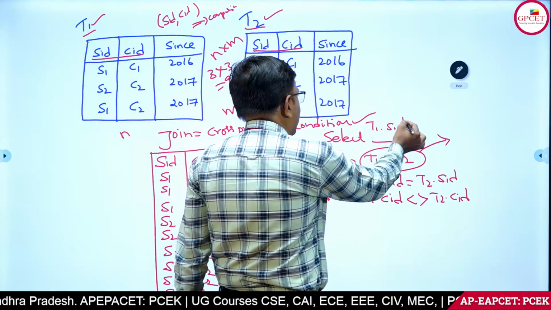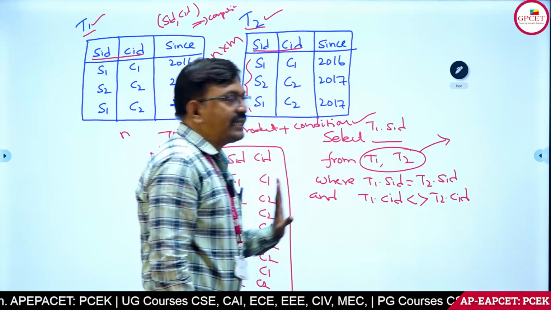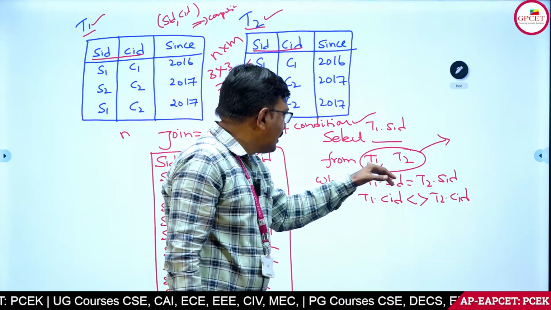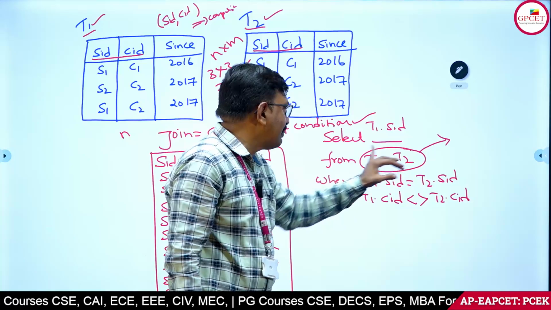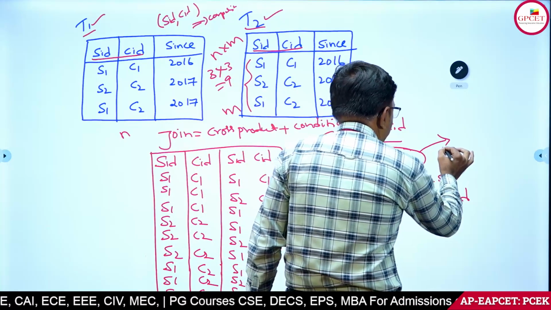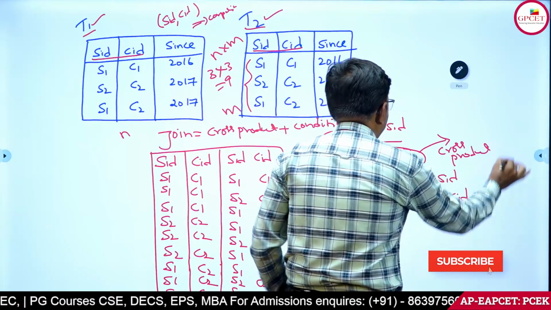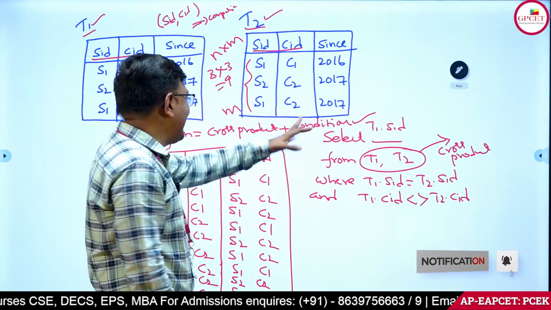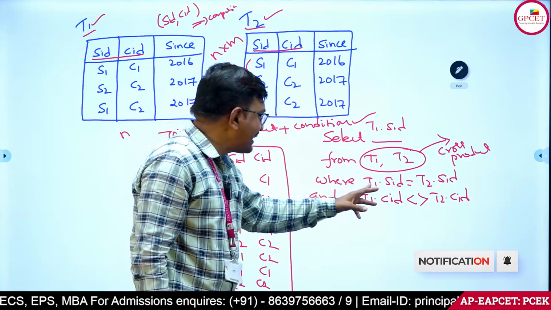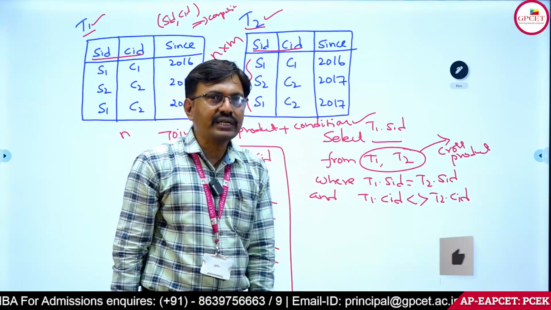Select T1.SID. The actual output is SID. But what is it from R1, R2? That is the tables T1, T2. What is that operation? That is a cross product. The internal operation is a cross product. Join operation: the internal operation is a cross product plus a condition. What is the condition? Where T1.SID equal to T2.SID.